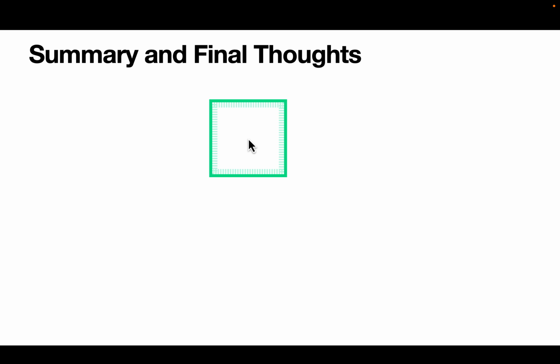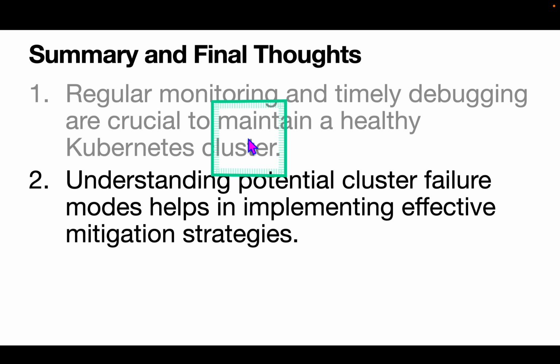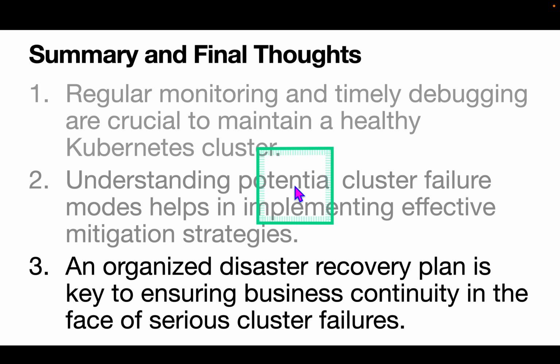So, summary and final thoughts. Regular monitoring of the health and performance of a Kubernetes cluster as well as timely debugging of any issues that arise are integral to maintaining cluster stability. Understanding the potential failure modes of a Kubernetes cluster allows us to design and implement effective mitigation strategies, reducing the impact of any issues that may occur. Lastly, a well-planned and regularly tested disaster recovery plan is paramount to ensure business continuity in the face of severe cluster failures.